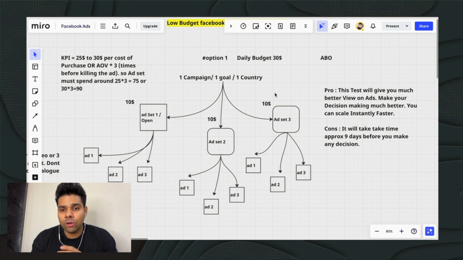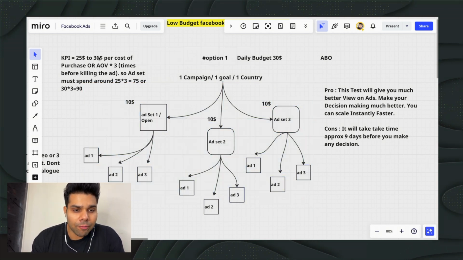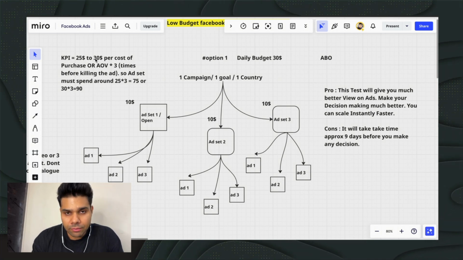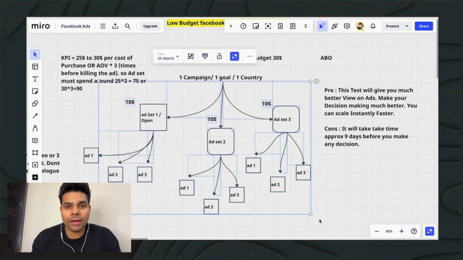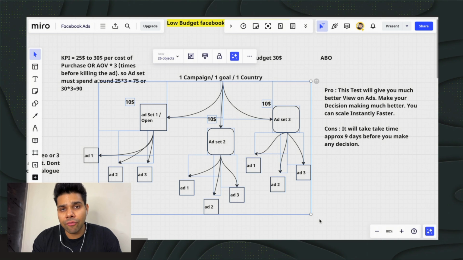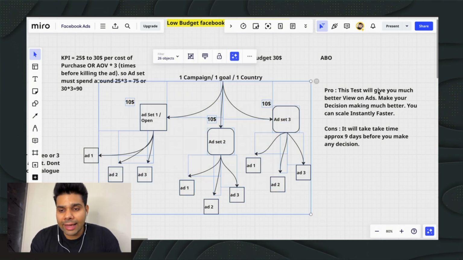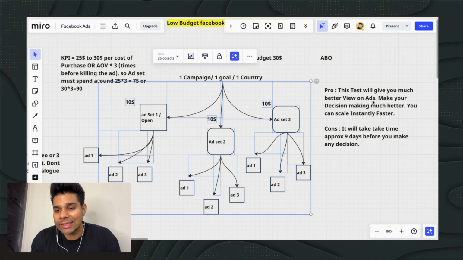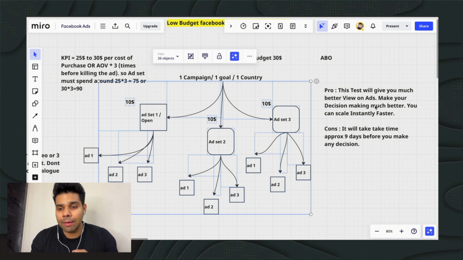How much longer do you need to run these ad sets? See, our cost of purchase is $30 multiplied by 9, and $10 into 9. This much time you need to give Facebook ads for this setup. This test will give you a much better view of the ads, what is working and what is not working, and make your decision making much better.